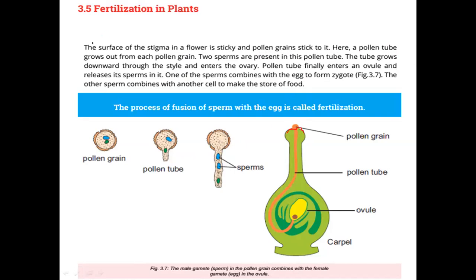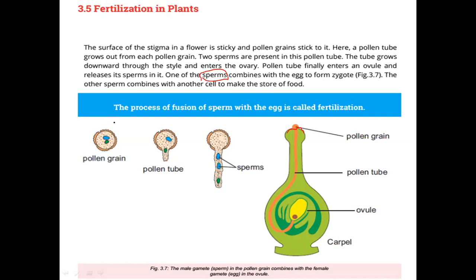Here a pollen tube grows out from each pollen grain. Two sperms are present in this pollen tube. The tube grows downward through the style and enters the ovary. The pollen tube finally enters an ovule and releases its sperms in it. One of the sperms combines with the egg to form a zygote. The other sperm combines with another cell to make the store of food. If we talk about sperm here, it means these nuclei which are present in the pollen grain.